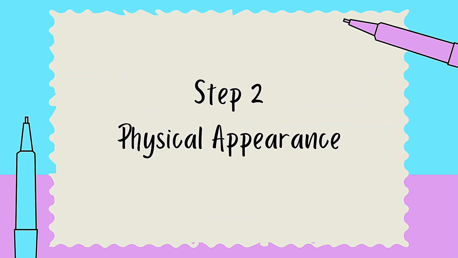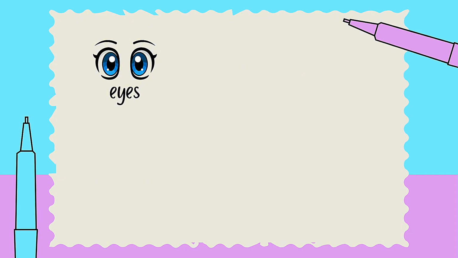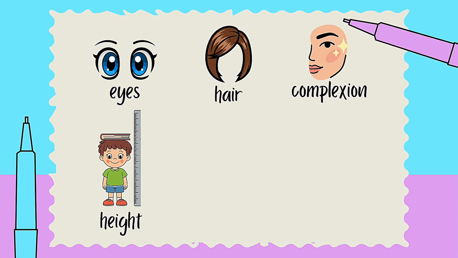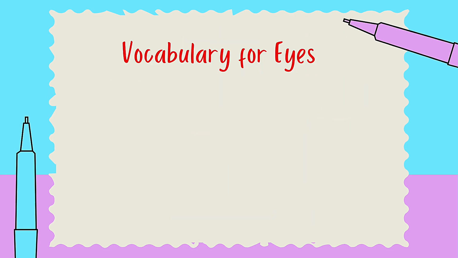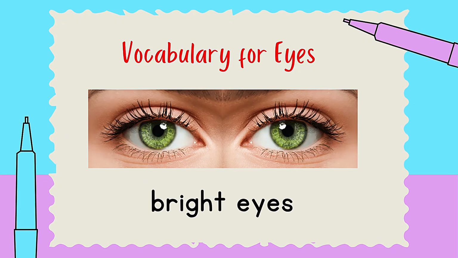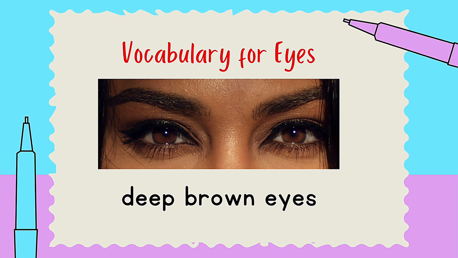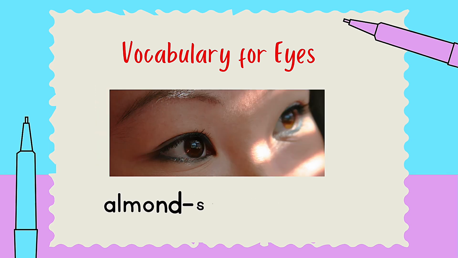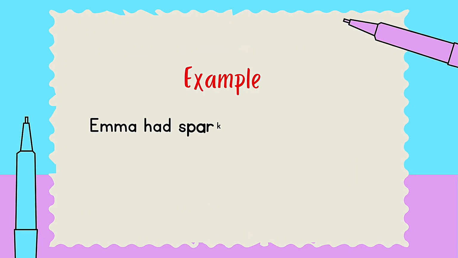Step 2. Physical appearance. Next, describe the character's appearance. You can describe eyes, hair, complexion, height, body structure, clothing. Vocabulary for eyes: bright eyes, sparkling eyes, deep brown eyes, piercing blue eyes, almond-shaped eyes, gentle eyes. Example: Emma had sparkling green eyes.